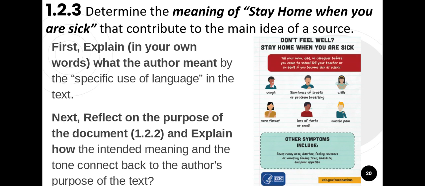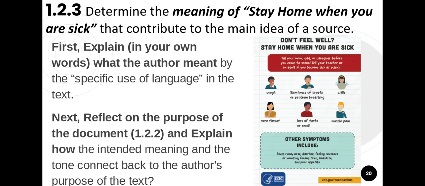And let's take a look at what the document says. All right. Don't feel well? Stay home when you are sick. Tell your mom, dad, or caregiver before you come to school. Tell your teacher, an adult, before you become sick at school. And these are different things. When it says don't feel well, it says cough, sore throat, loss of smell or taste, muscle pain, chills. And then other symptoms include fever, runny nose, and there's a bunch more, diarrhea, headache, and poor appetite.